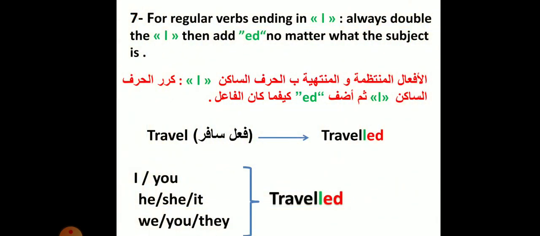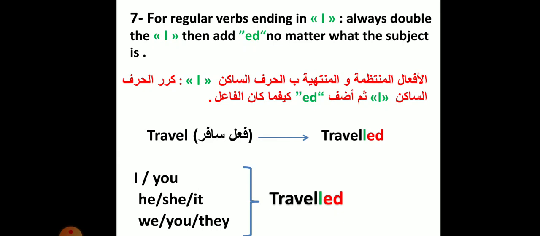The seventh spelling rule is for regular verbs ending in L, always double the L, then add ed no matter what the subject is. For regular verbs ending in L, always double the L, then add ed no matter what the subject is.